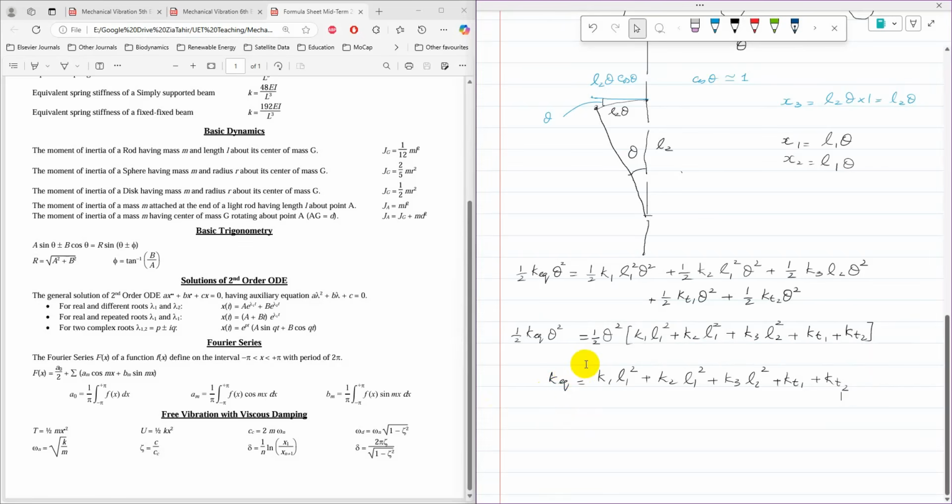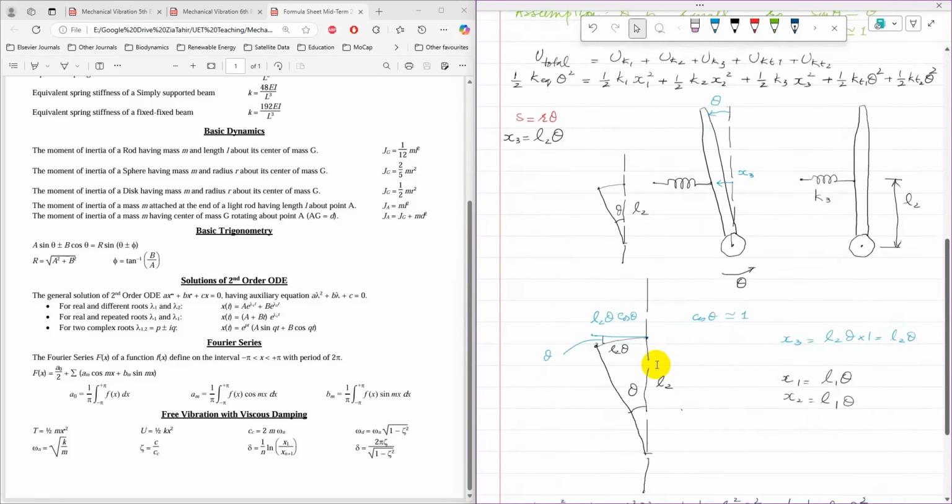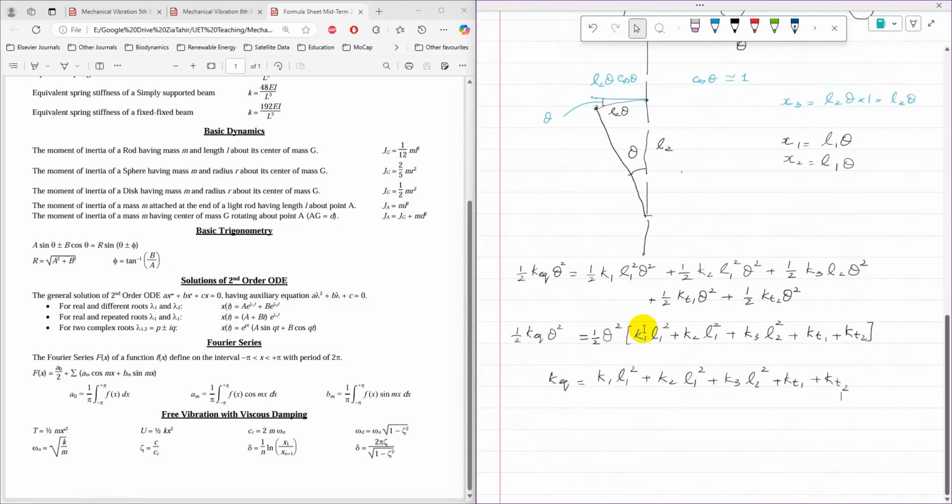So that is the equivalent spring stiffness. If the equivalent spring stiffness is required in terms of x, then you have to write theta in terms of x. So this is all about this problem.